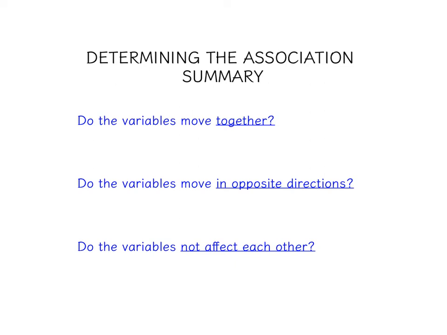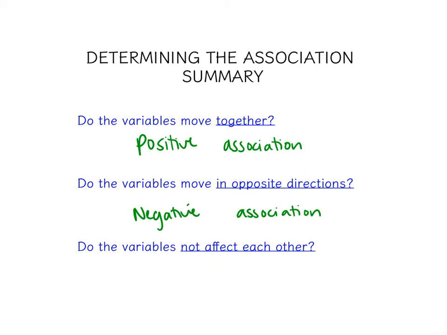So in summary, you're really going to want to focus on, do the variables move together? Do they move in opposite directions? Or do they not affect each other? Remember, when the variables move together, that means there is a positive association. If one going up makes the other go up, positive. If one going down makes the other go down, still positive because they're moving together. Now, if they're moving in opposite directions, meaning as one increases, the other decreases, that would be a negative association. And finally, if they're not affecting each other whatsoever, that would be no association.